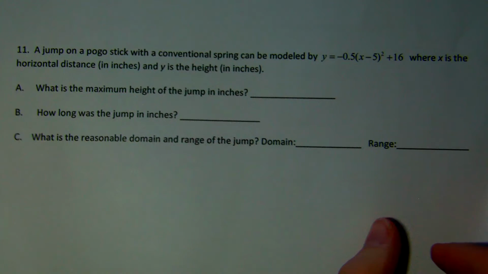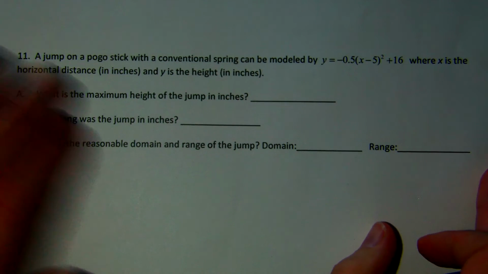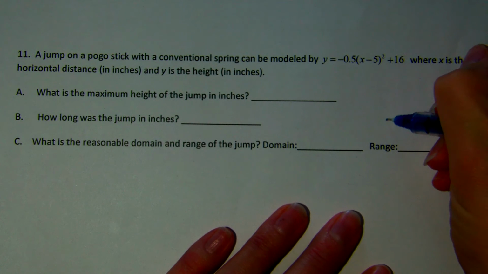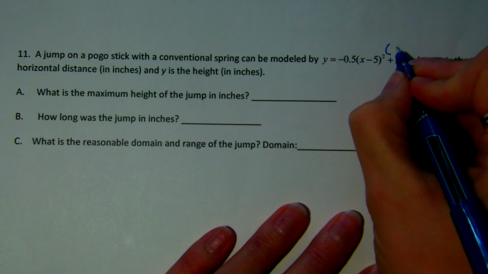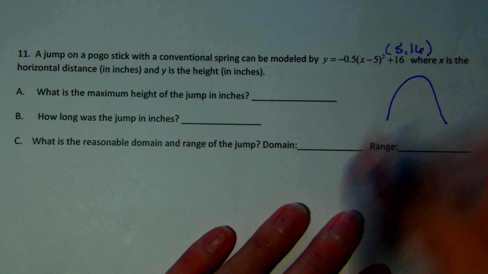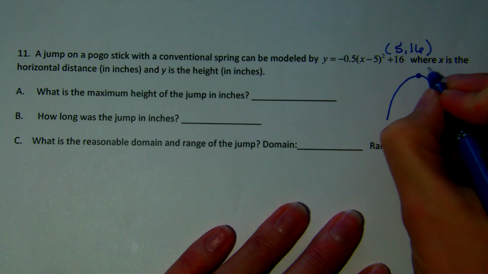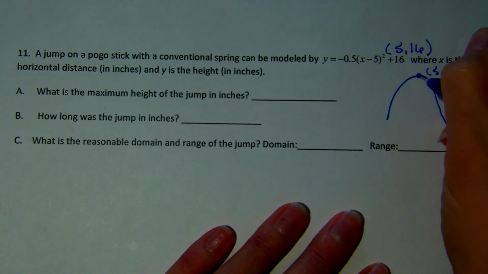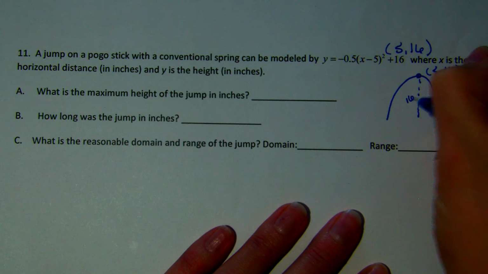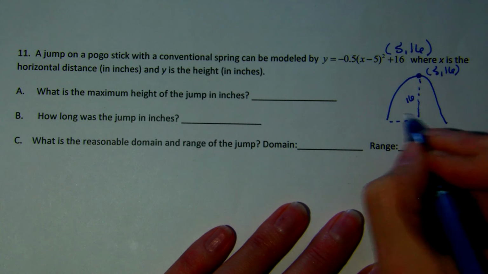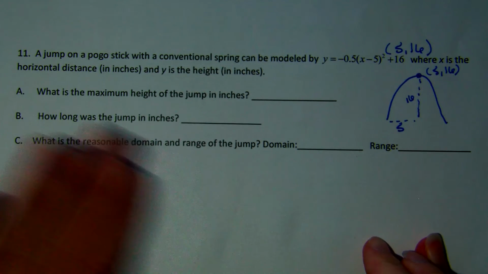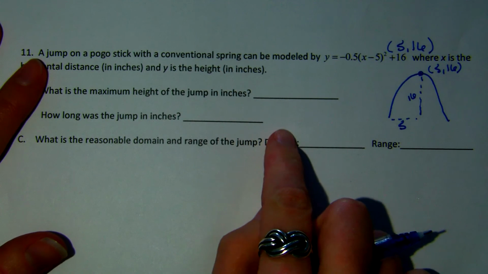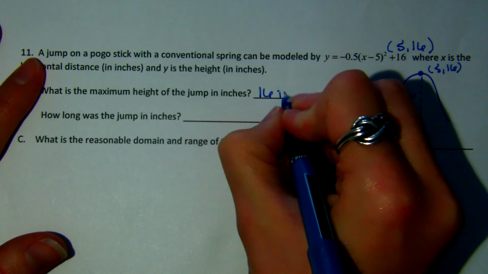All right, lastly, a pogo stick. Our pogo stick jump can also be modeled by a parabola. I'll draw this one a little taller. Okay, remember that this is vertex form, so the vertex of this parabola is at (5, 16), which is right here. And the y value is your height, so that's 16. The x value is your width or your distance, and so that's 5. So the maximum height of this jump is 16 inches.